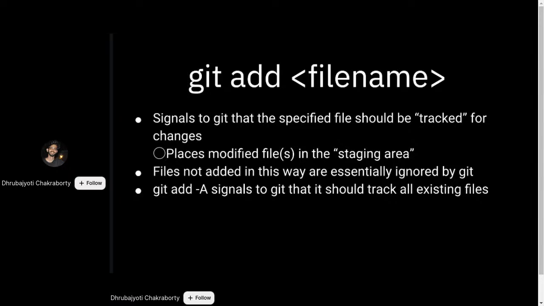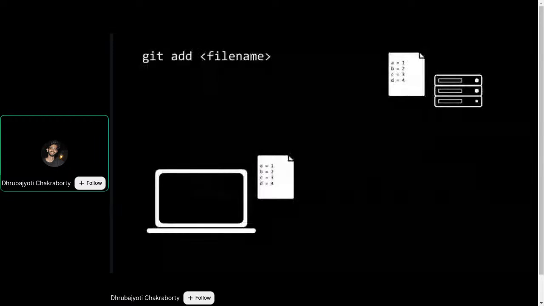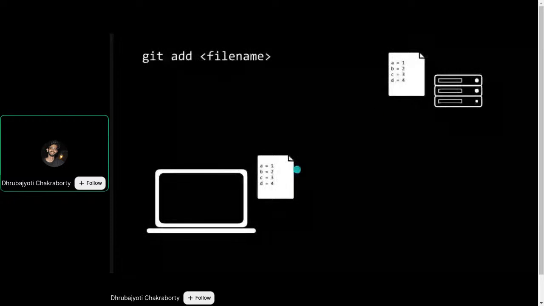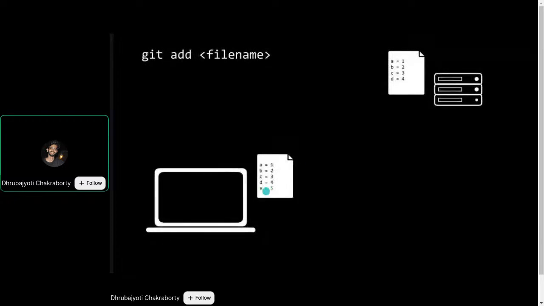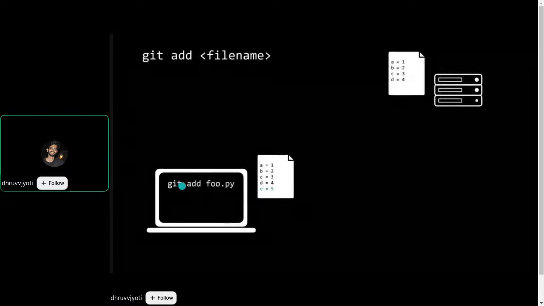Cool. Moving ahead, this is how you add a file name. Let's say you have made changes, 1, 2, 3, 4, and now you want to add this file. Let's say you've added another variable, say e equals 5. Now you want to add this to the repository, so the first step is git add and the file name, whichever you have changed. Let's assume the file name was foo.py, so you say git add foo.py.